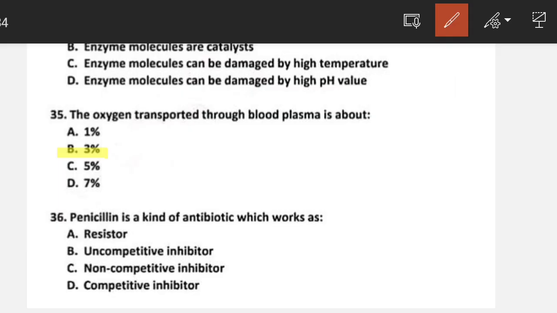Question number 36 is penicillin is a kind of antibiotic which works as option A is a resistor, option B is a competitive inhibitor, and option C is a non-competitive inhibitor, and option D is the competitive inhibitor.